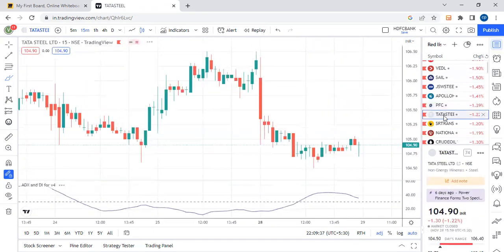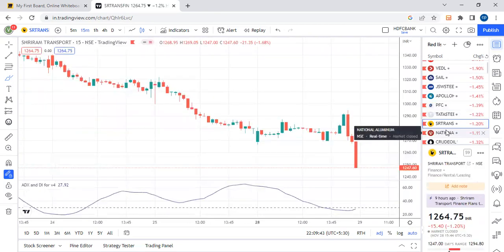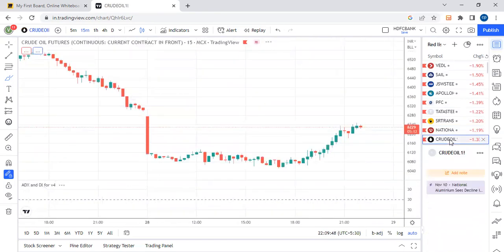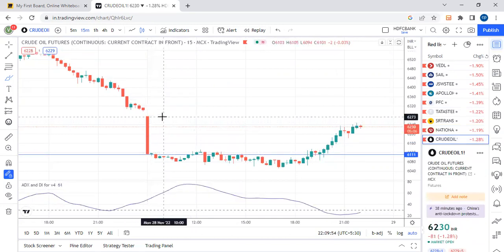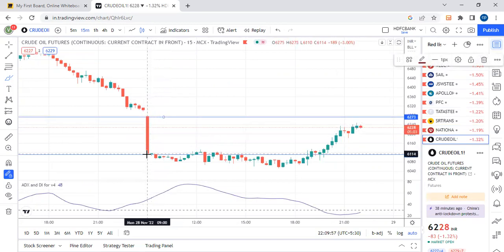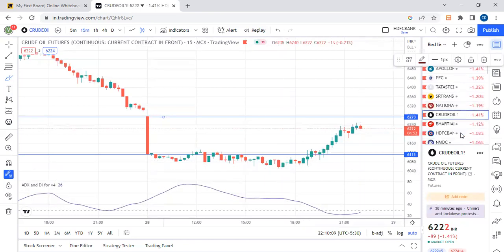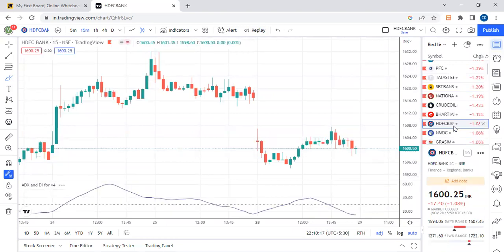Next, any other stocks? No. Sell, we don't have strength, I think. Okay, see here, what happened in crude oil? This is our first candle. What is the strength of this first candle? 48. When this low was broken, if you initiated a trade, then easily we would get 15 to 100 points. Next, Bharti Airtel, no strength. HDFC Bank, I don't have any strength.